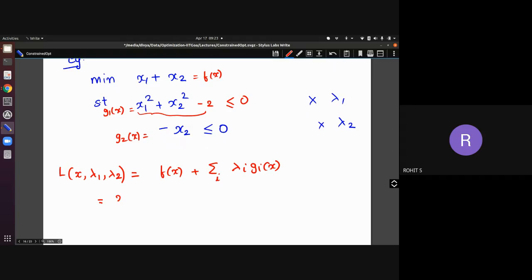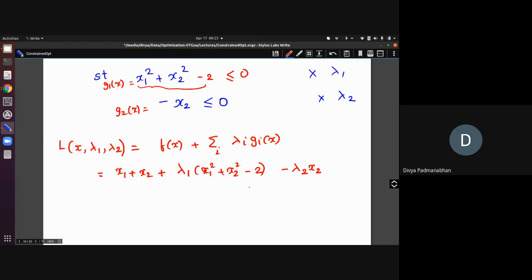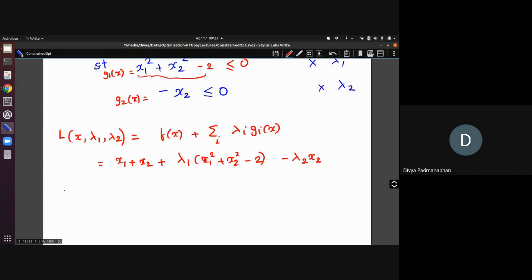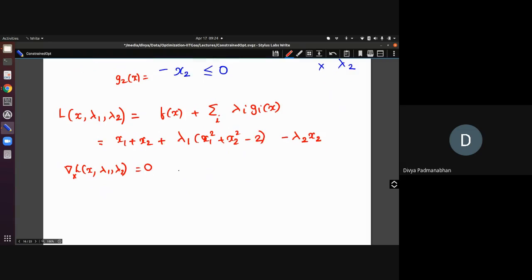x1 plus x2 plus lambda 1 times (x1 square plus x2 square minus 2), plus minus lambda 2 x2. Minus lambda 2 x2. So this is the Lagrangian. And the first condition says that the gradient of the Lagrangian with respect to x is 0. So let's take the gradient now.